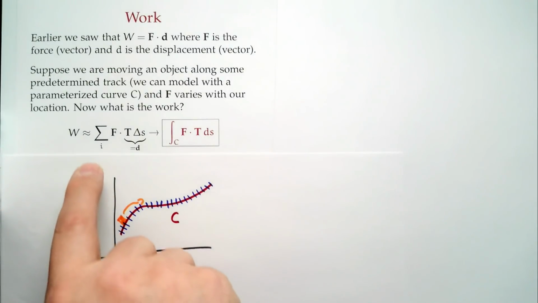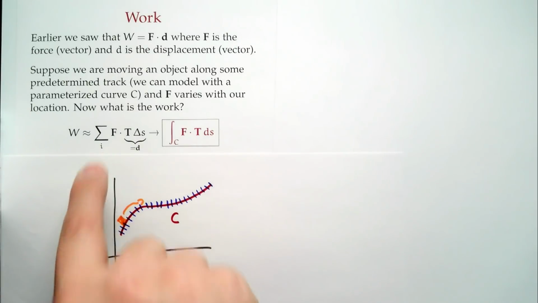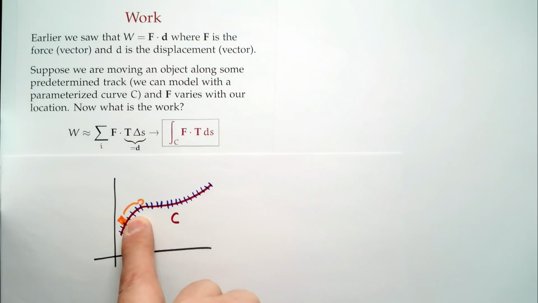Well, we say our work is adding up our little pieces. For each little piece, what's the force at that moment, and then what's the displacement? So this is the part where you have to think a little bit. How do you find the displacement? I'm moving along the curve. So the direction of the curve, that's the tangent vector. The tangent vector gives me the direction.